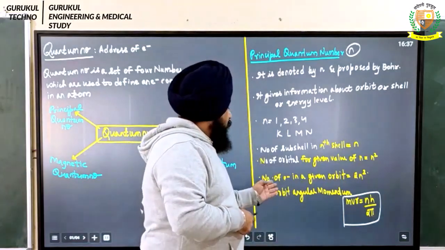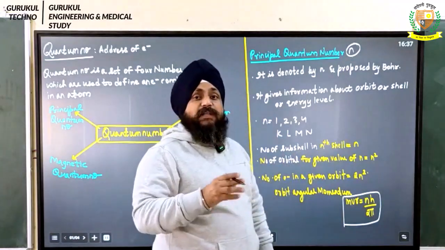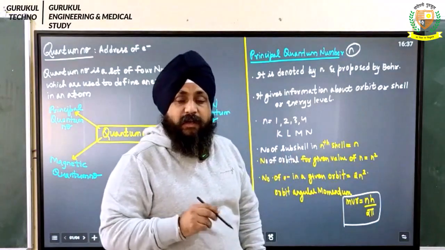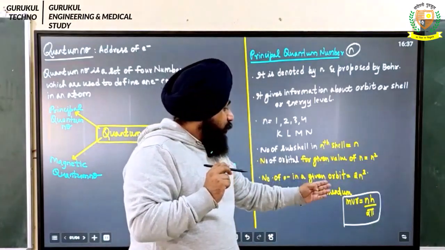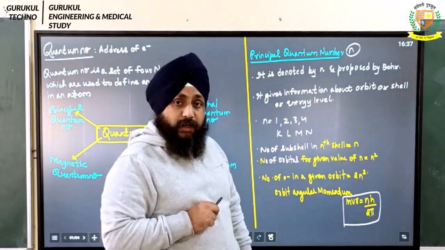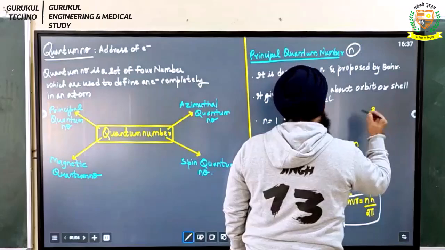And then the orbital angular momentum is given by a formula, which is going to be mvr equals nh by 2 pi. So students, if we say this value of n is going to be 2.